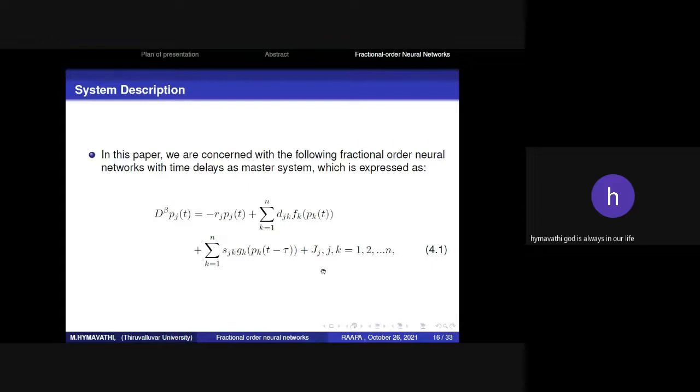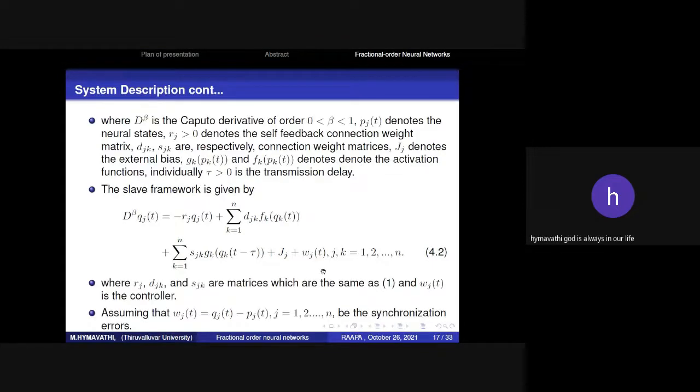Here d power beta is said to be a Caputo derivative of order beta, where beta lies between 0 and 1. And p of t denotes the neural states, and r_j, which is greater than 0, denotes the self-feedback connection weights. Here d_jk and s_jk are respectively connection matrices, and J_j denotes the external bias. Here g_k, p_k of t and f_k are said to be the activation functions.